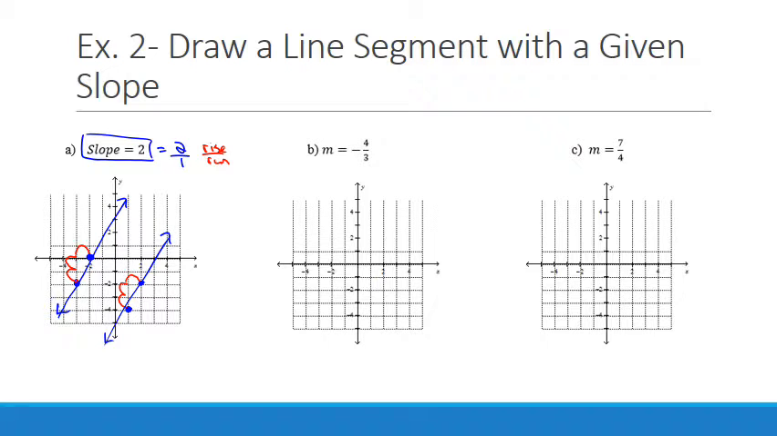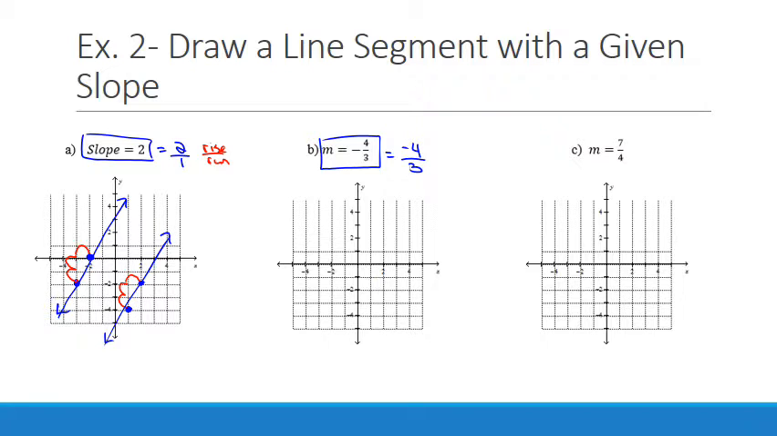All right, let's look at B. So in B, my slope is negative 4 over 3. It's already in fraction form. Now, when I have a negative, I always include it with my top number. You don't have to. You can include it with the bottom number. Just if you're working with the left to right kind of notion, it makes most sense.